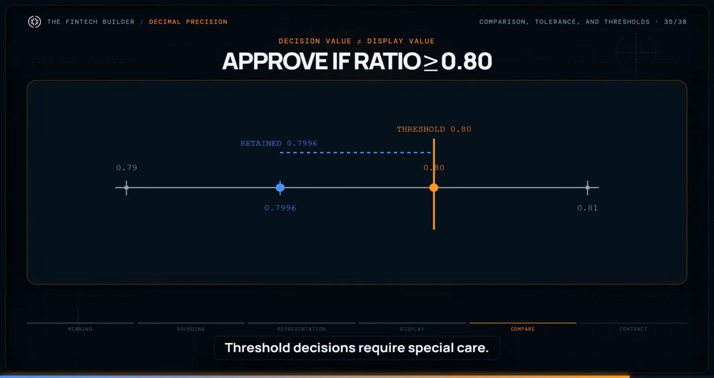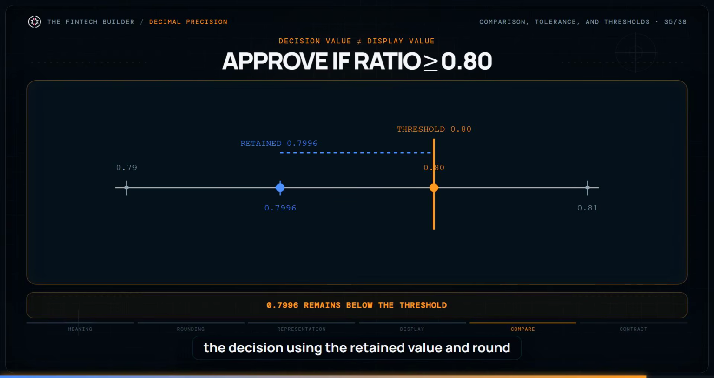Threshold decisions require special care. Imagine approving a transaction when a ratio is at least 0.80. If the unrounded ratio is 0.7996, displaying it as 0.80 does not necessarily mean the threshold was reached. Unless the governing rule says otherwise, calculate the decision using the retained value and round only the displayed result. This is why rounding must not be fed back into later arithmetic or threshold logic without an explicit reason.